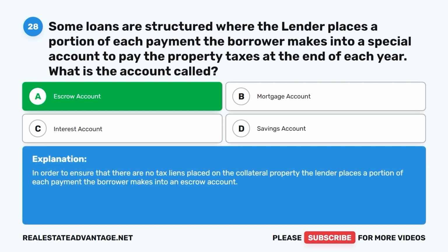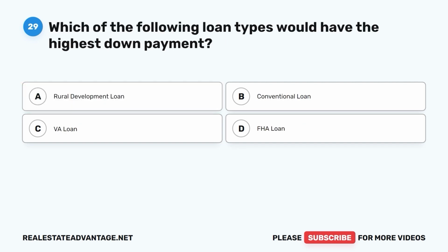In order to ensure that there are no tax liens placed on the collateral property, the lender places a portion of each payment the borrower makes into an escrow account. Question 29. Which of the following loan types would have the highest down payment?